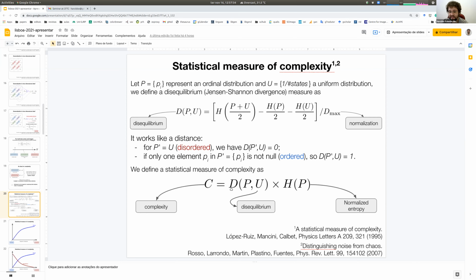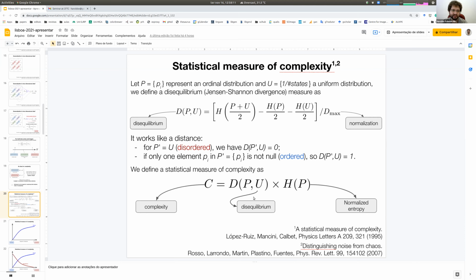Yeah, I guess if you just use the D, it will be more or less the same. But the reason why for a given value of entropy we have a range of possible values of C is exactly because the value of D depends on two distributions. It depends on the P, that is the system distribution, but it also depends on the uniform distribution in this form here. But I think that you are right. We will have basically the same results if you just use the disequilibrium.